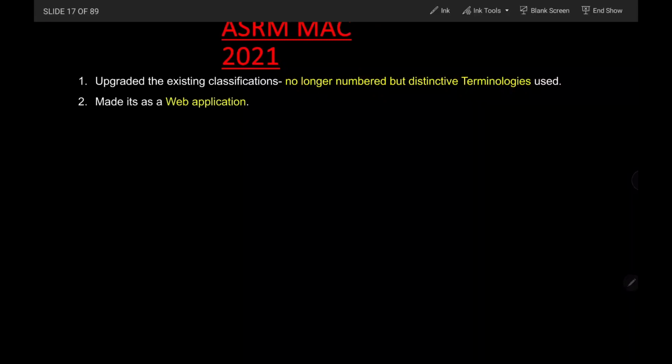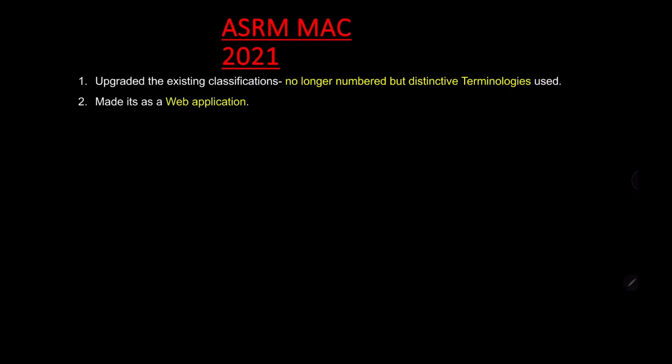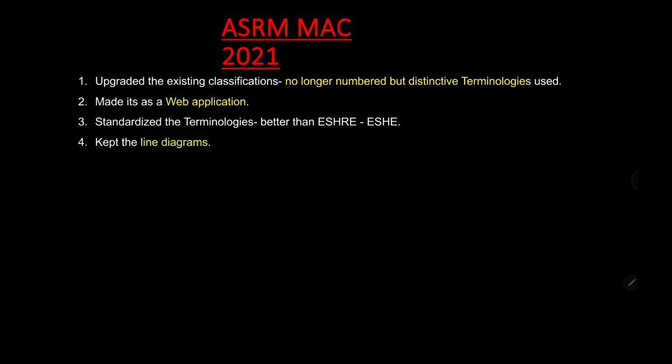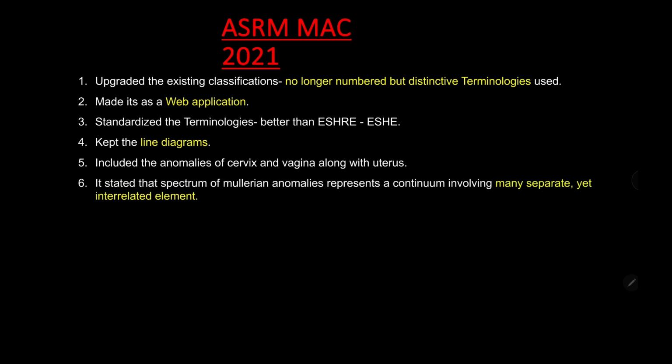They even made a web application so that it is available at any time at our fingertips. They even standardized the terminologies better than the ESHRE classification. However, the simplicity of the line diagrams was kept in the ASRM classification. And similar to the ESHRE classification, the anomalies of the cervix and the vagina were also included with the uterine anomalies. And it stated, which was very important, that Mullerian duct anomalies are not distinct anomalies.